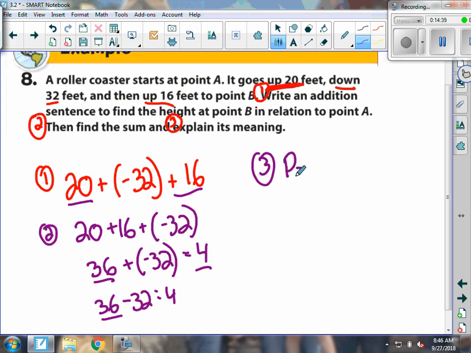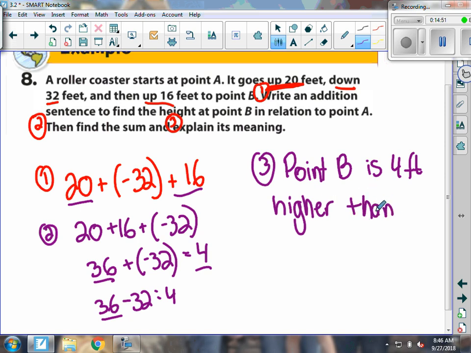So this means that point B is 4 feet higher than point A. How do I know it's higher and not lower? I know that because my answer is a positive 4. If it were negative 4, it would be lower. But because it's positive 4, that means it's going to be higher.